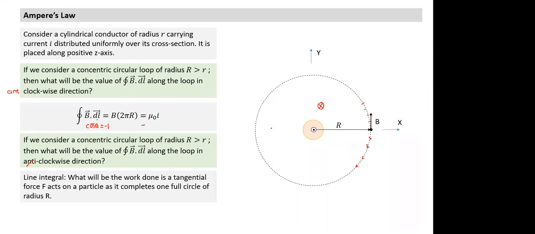And that makes sense. So think of it in terms of line integral. I'm taking the example of work done because work done is easy to intuitively understand. So, let's understand line integral. What will be the work done if a tangential force F acts on the particle as it completes one full circle of radius r? There's a particle of mass m. In place of B, we are taking force F. The force is always tangential, so the direction of force keeps changing. Force is always tangential means cos theta is always equal to 1.